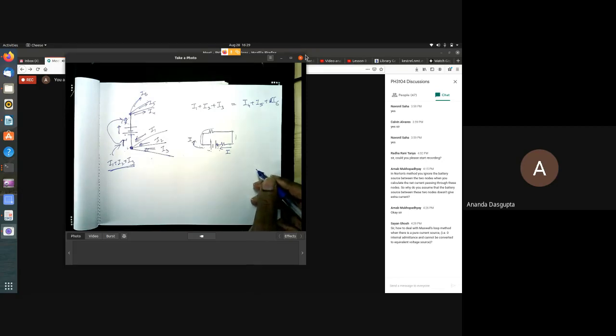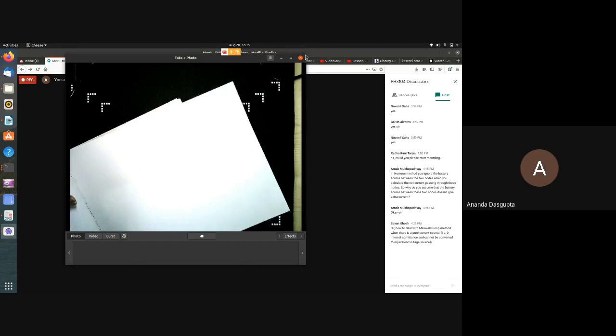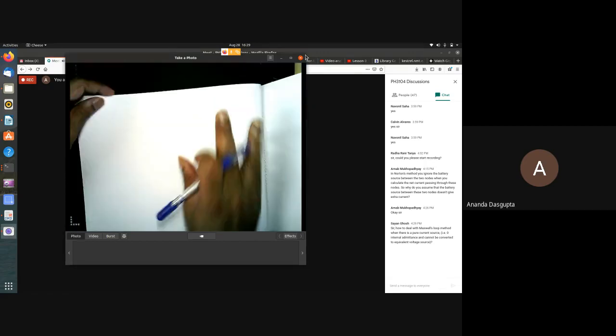So how to deal with Maxwell's loop method when there's a pure current source? There's zero internal admittance and it cannot be converted to an equivalent voltage source. Well, as I said, Thevenin's theory, this Maxwell's method.